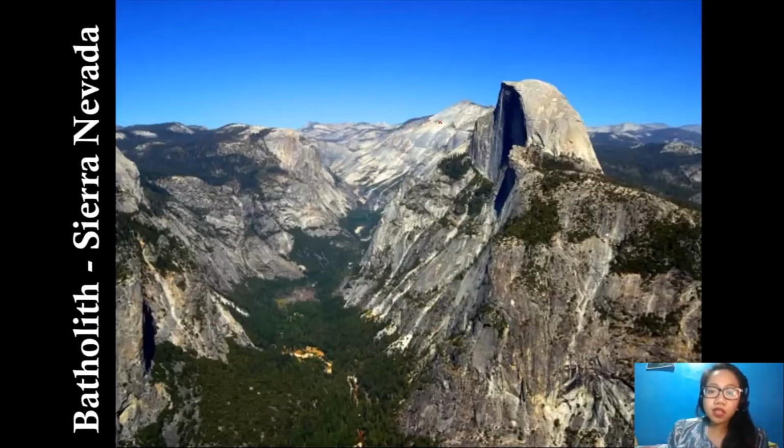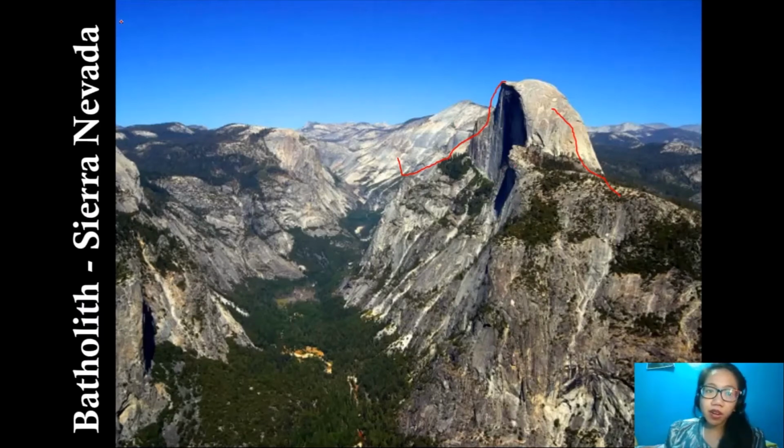So how does it look in the real world? This is a batholith found in Sierra Nevada. So look at this large structure. For me, this is super amazing because if you can imagine, this large thing used to be underground. This thing was once magma, and after hundreds, maybe thousands of years, it cooled down.